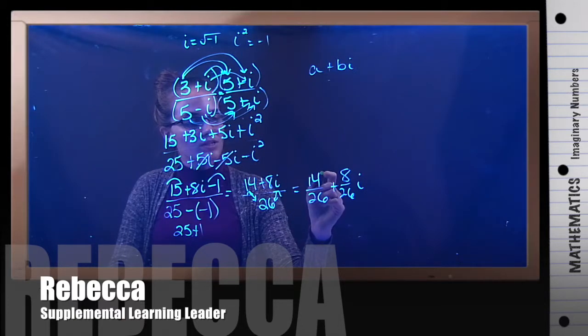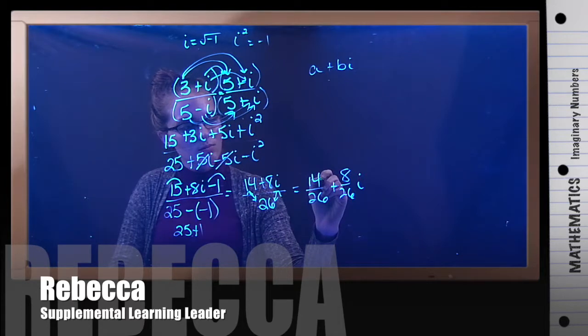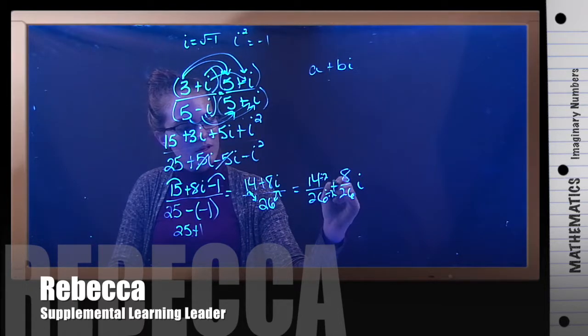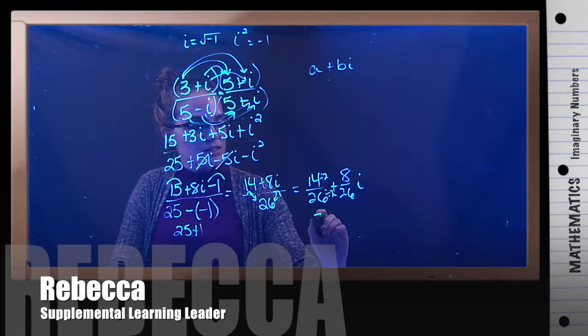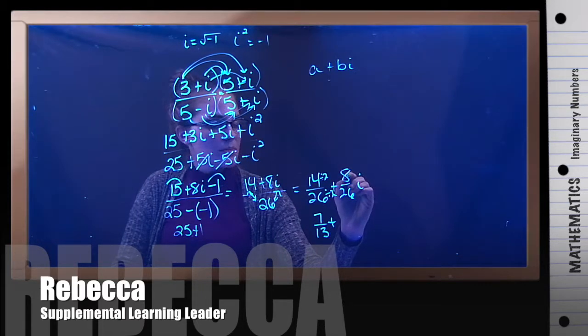But now we still have to reduce these fractions. 14 and 26 both have a 2 in common, so we can divide these both by 2. And then we would get 7 over 13. And same thing with the 8 and the 26. We can divide them both by 2.